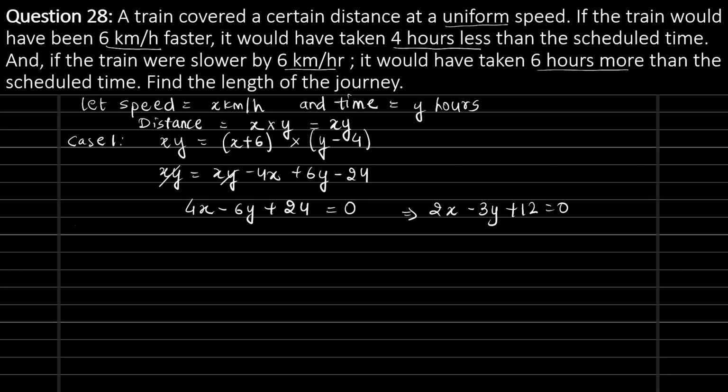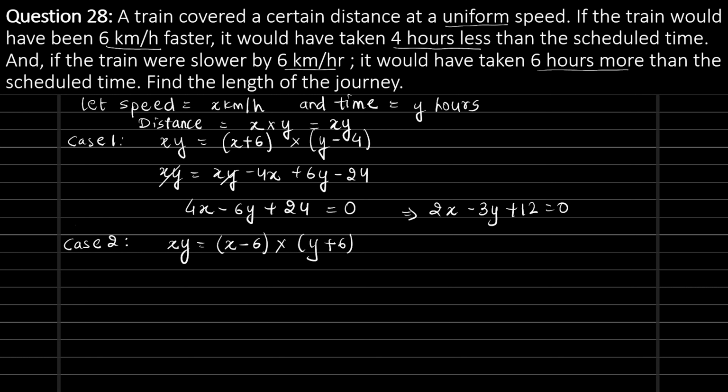Now look at the second case. In case 2, it is given that if the train was slower by 6 km per hour, then the distance is the same. So if the speed were slower, then from the uniform speed you have to subtract 6 km per hour. If you are reducing the speed, definitely you are going to take more time to cover the same distance. So what is the time? It would have taken 6 hours more, which means to the usual time you have to add 6.